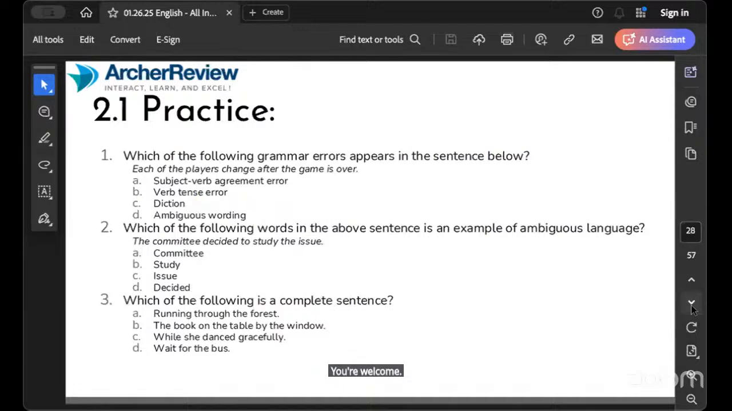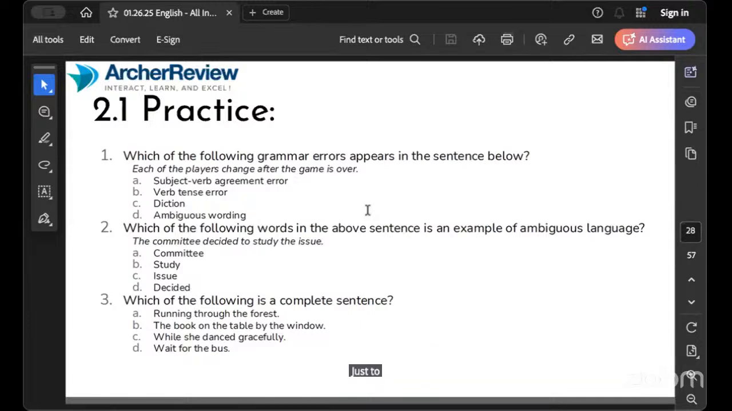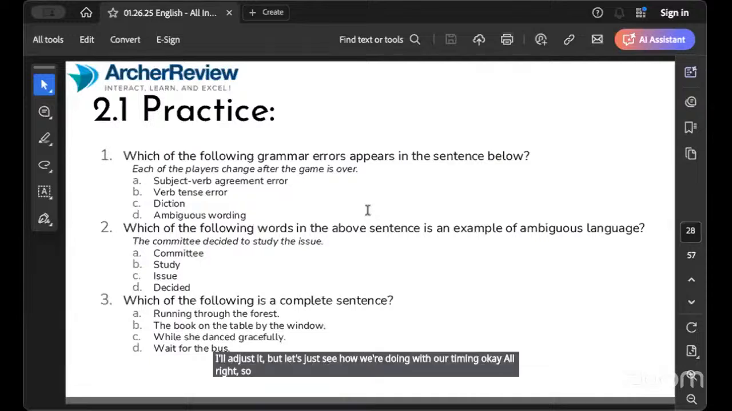All right, so if you're up for some more practice, let's do these 3 questions. I'm going to put a minute and a half on the timer as well for this one, just to see how you do. If you still need a little bit more time, that's fine. I'll adjust it, but let's just see how we're doing with our timing, okay? All right, so do all 3 of these, a minute and a half on the timer now. Ready? And go.